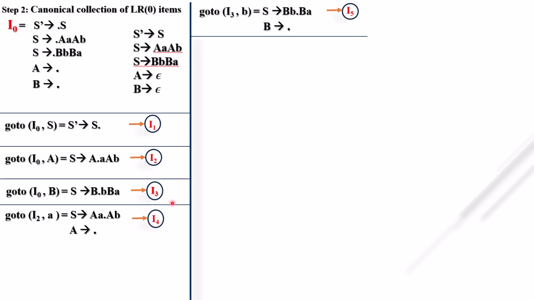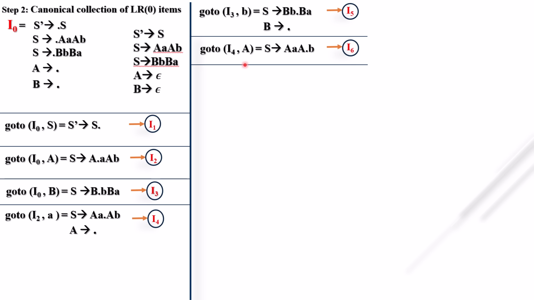Now check I4 कि डॉट राइट हैंड साइड पर शिफ्ट हो चुका है, नहीं, बाकी. So where we are going right now? Go to I4 कैपिटल A. जिस भी टर्मिनल और नॉन टर्मिनल के आगे डॉट होगा वह हमें गो टू फंक्शन अप्लाई करना है. So go to I4 कैपिटल A.